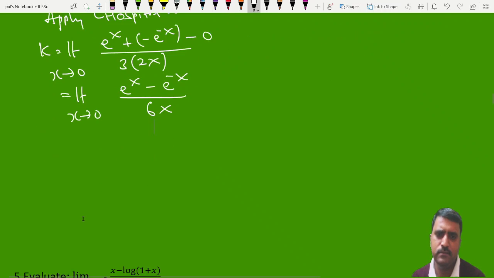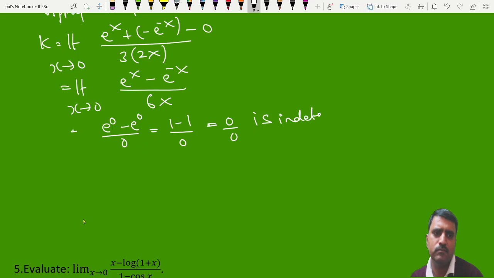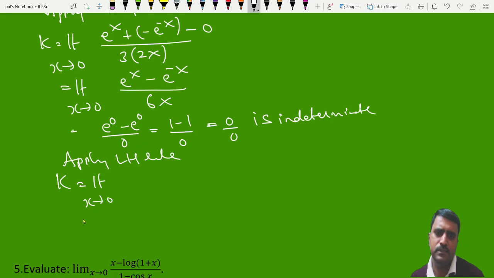Apply the limit again to this: e power 0 minus e power 0 by 0, which is equal to 1 minus 1 by 0, which is equal to 0 by 0, is indeterminate. So again apply L'Hospital rule. Applying L'Hospital rule, then k is equal to limit x tends to 0. So differentiation of e power x, minus differentiation of e power minus x is minus e power minus x, divided by differentiation of 6x is 6.